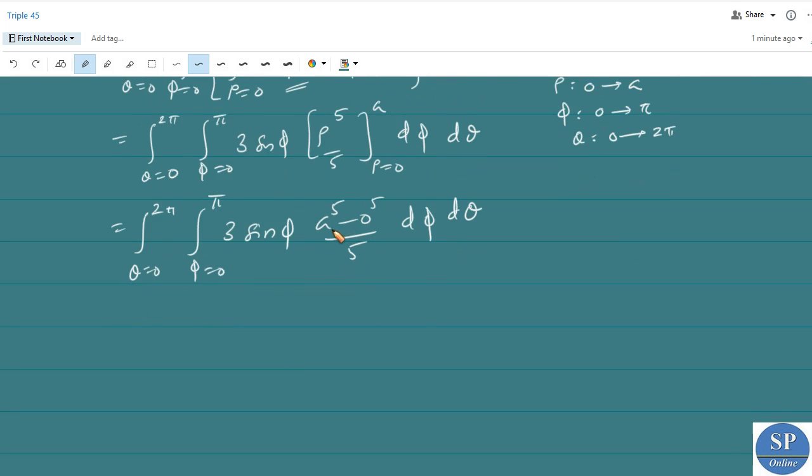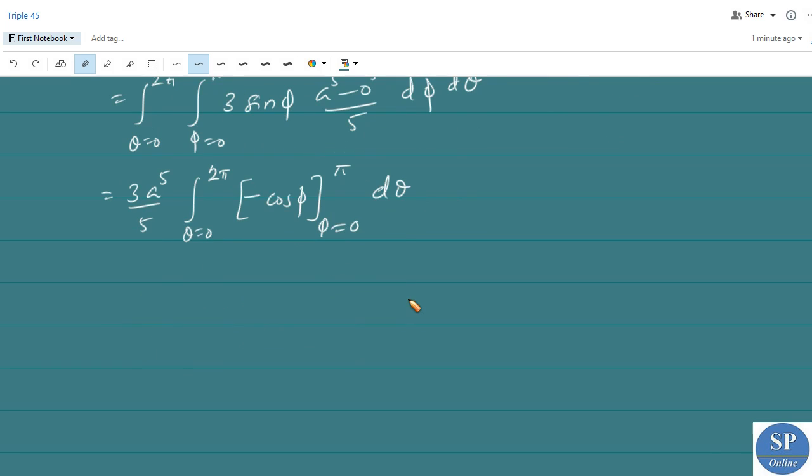Next, we can integrate with respect to phi. Here a power 5 divided by 5 is a constant, this is not a square, this is a power 5. So we can take 3 into a power 5 divided by 5 outside, and theta varies from 0 to 2 pi. Now integrating with respect to phi, the integral of sine phi is minus cos phi from phi equal to 0 to pi, d theta, right?